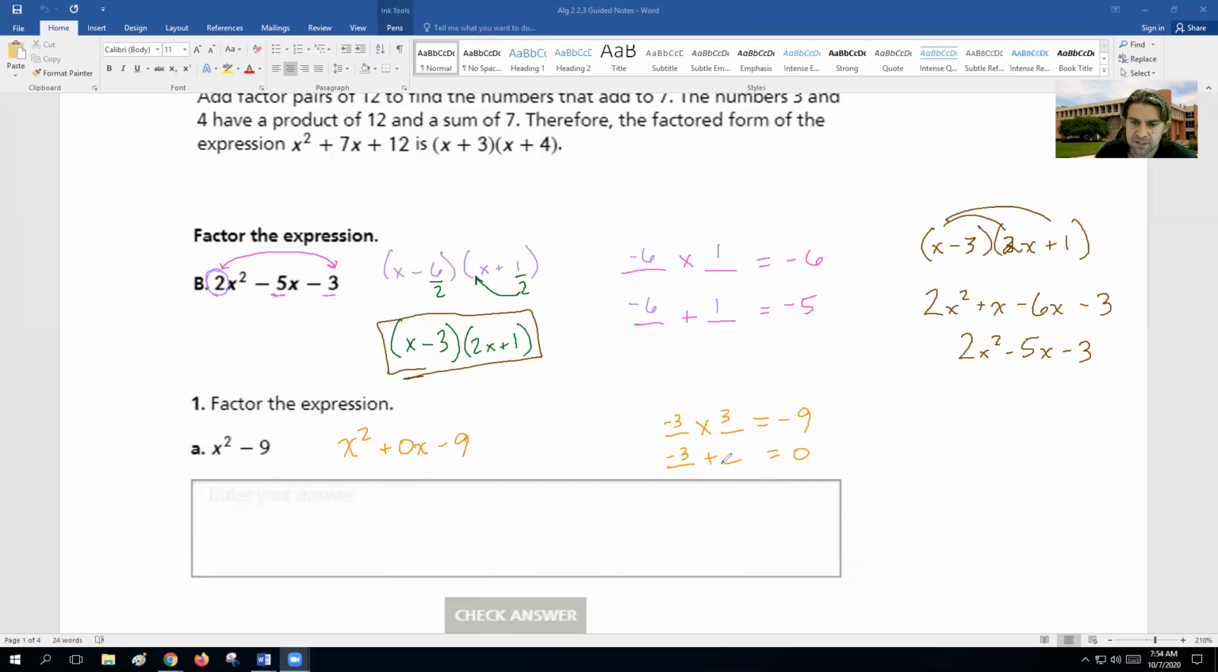-3 times +3 is -9. -3 plus +3 is 0. So this would be x minus 3 and x plus 3. And that's all we need to do. So we do have to watch out for those ones there that have a little bit extra to them.